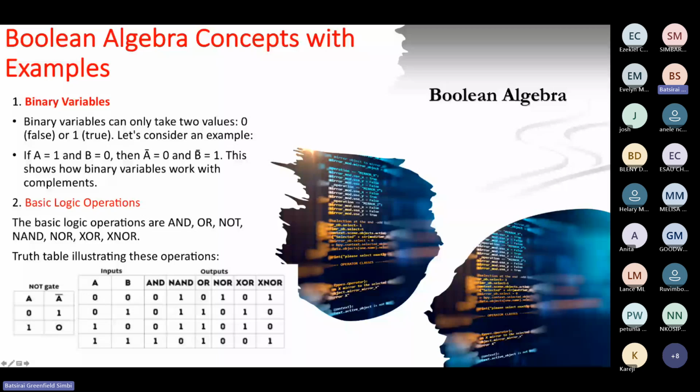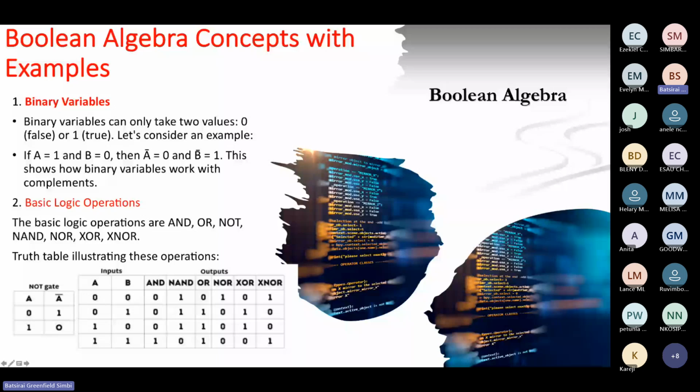Then we have binary variables. Binary variables can only take 2 values, which are false and true. I think we've talked about this before. Then if A is equal to 1 and B equals 0, then A negation is equal to 0 and B negation is equal to 1. So it's the opposite of the original value. So this shows how binary variables work with complements.